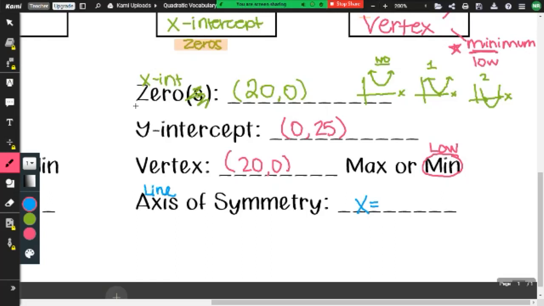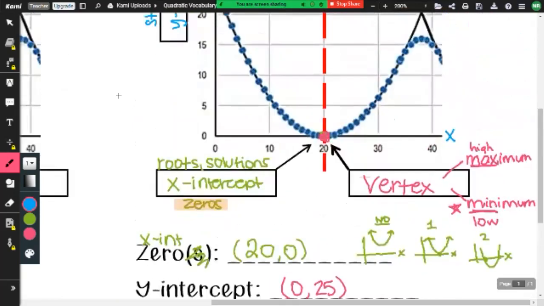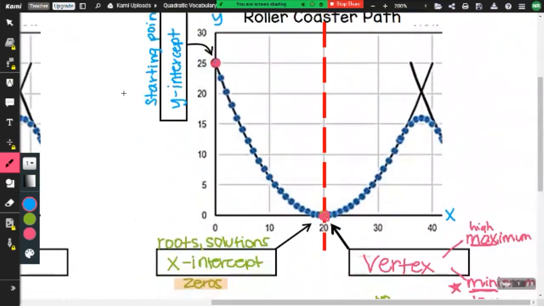But my axis of symmetry, I know that the line of symmetry goes through the middle. What else is in the middle? What other point will always be in the middle? The vertex. I had to circle it for you guys to tell me. The vertex. The vertex is always in the middle.